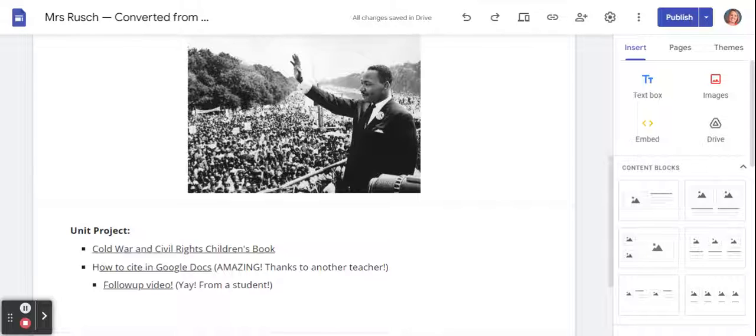This is going to be your project about the Cold War, Vietnam, and civil rights. I want to explain this to you first so that you have something to work towards. You've been chosen by a publishing company to make a children's book about the Cold War and civil rights unit. Your job is to create a book that educates children about the Cold War and civil rights. You must have the following in your book.